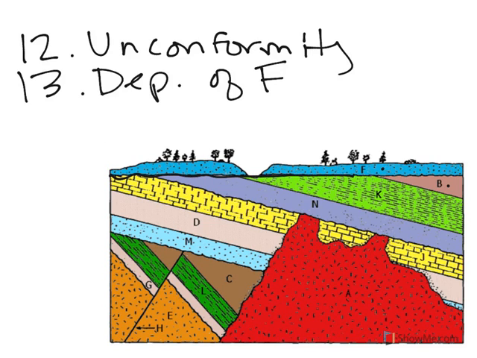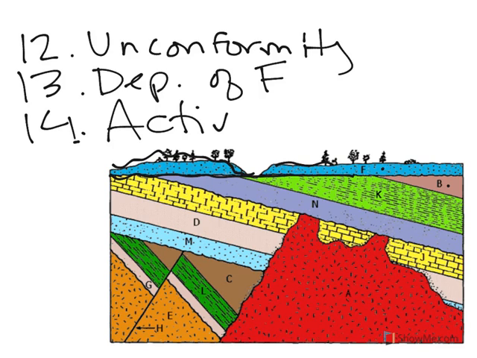Now if we look on top, and this is a step that a lot of people miss, we have an active unconformity going on up here. So our last step is an active unconformity. So I hope that helped you in seeing how I got all these 14 different steps.